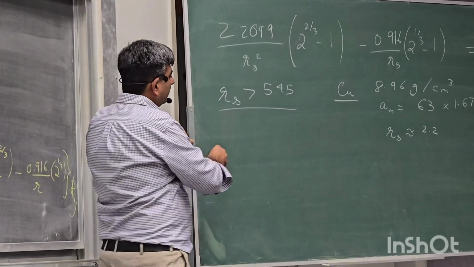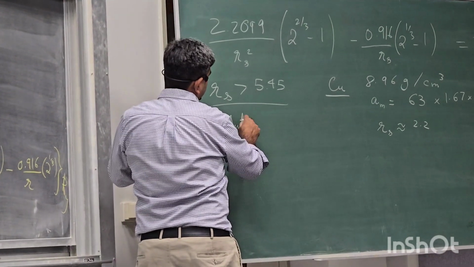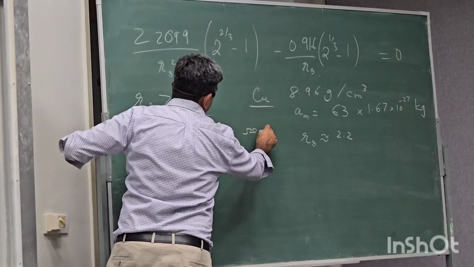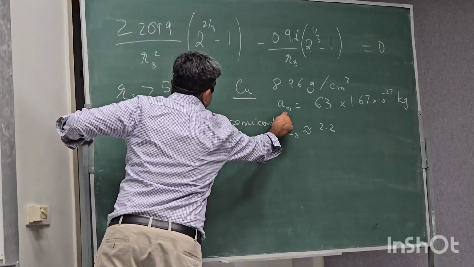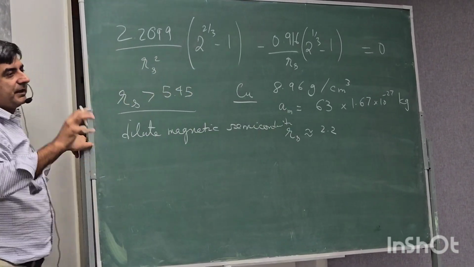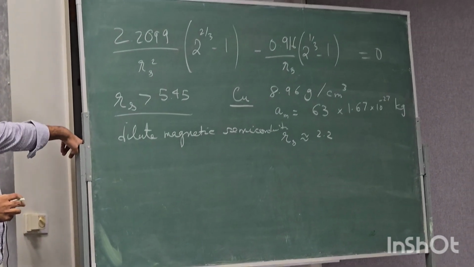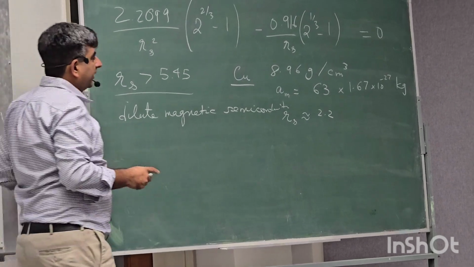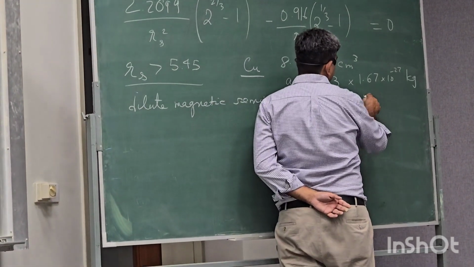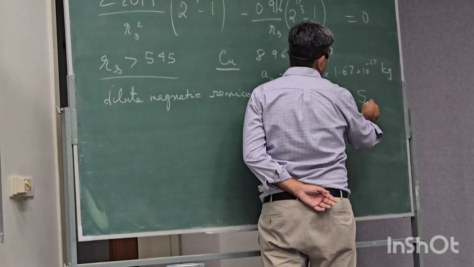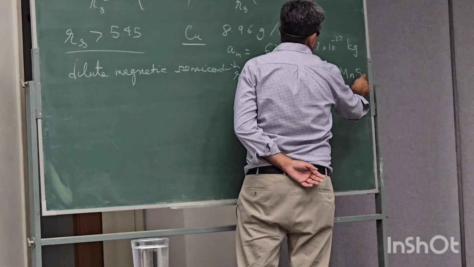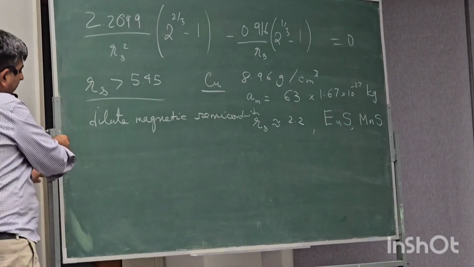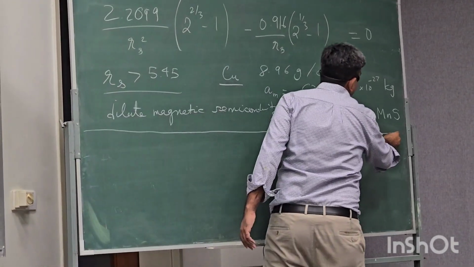Many examples of dilute magnetic semiconductors, which are conductors which are doped with magnetic ions like manganese. They satisfy this property. Materials like europium sulfide, manganese sulfide, etc. They kind of have their magnetism owing to this kind of behavior.